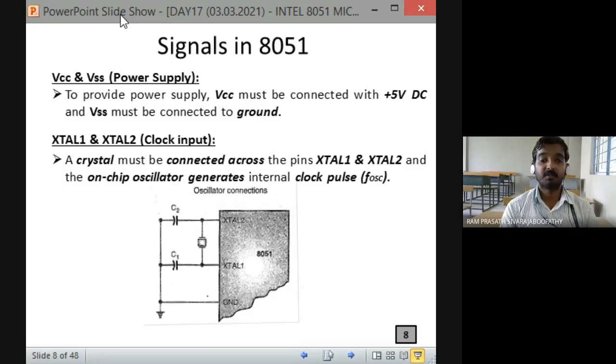to Intel 8051 microcontroller. There are some other clock circuits available. Different configurations are available, but we prefer to have this connection. Crystal oscillator we are preferring so that we will be getting a stable clock pulse.